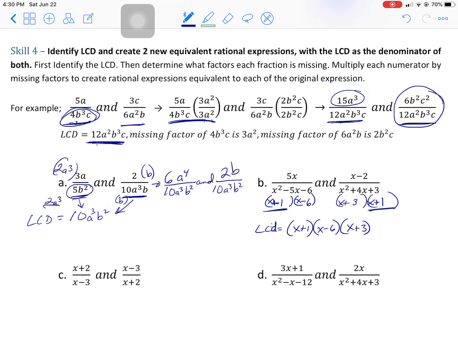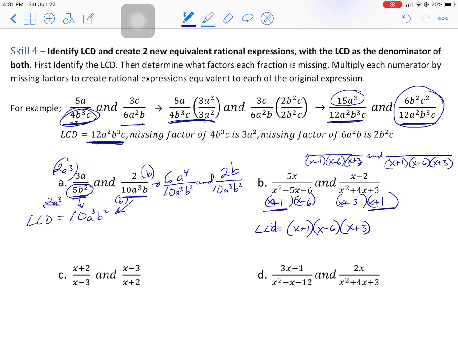All right, I don't have a lot of room. Let me squish this in here. So I need x plus 1, x minus 6, x plus 3, and x plus 1, x minus 6, x plus 3. All right, so those are what I'm going to convert these other ones into.